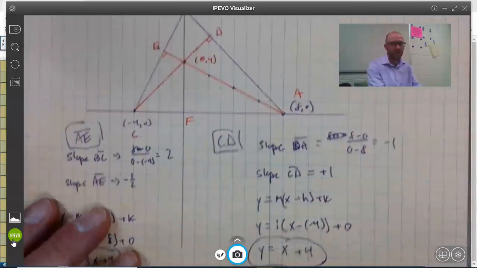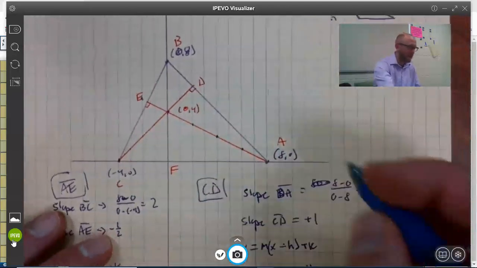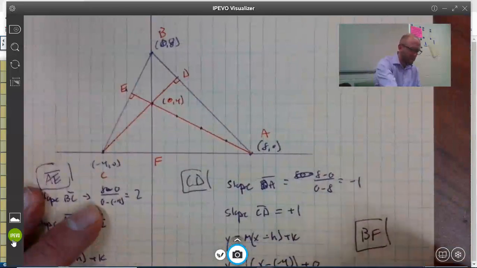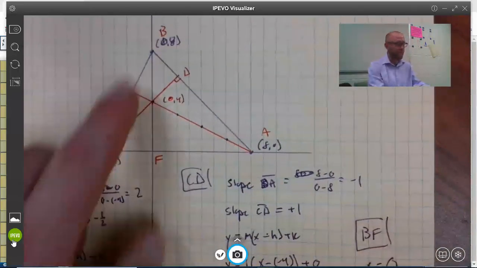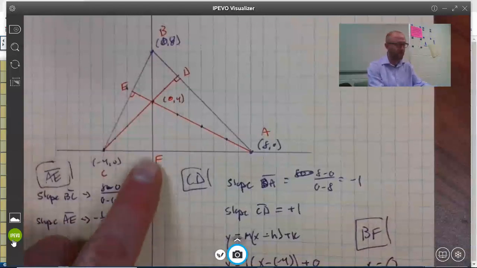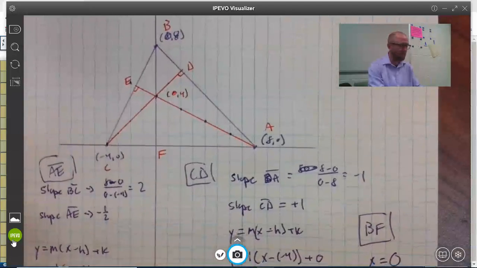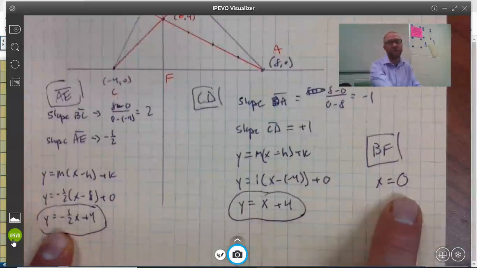And the last equation, because it's just a perfectly vertical line for BF, that's just going to be x equals 0, because it's actually the y-axis. Every point on this line has an x-coordinate of 0, so it's x equals 0. All right, so now we just have to put these two equations together and figure out what their point of intersection is, and then we will check to see that that is also on this line over here.